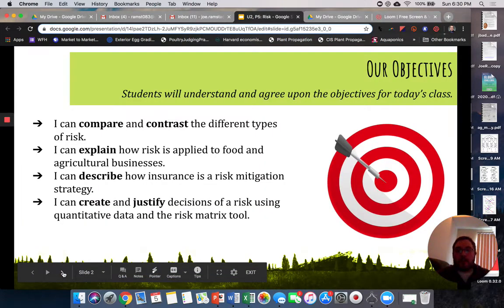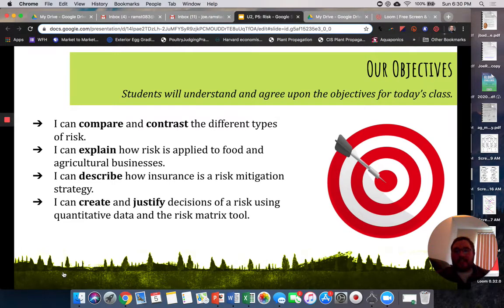So first, you'll be able to compare and contrast the different types of risk. You'll be able to explain how risk is applied to food and ag businesses. You'll be able to describe how insurance is a risk mitigation strategy. And you'll be able to create and justify decisions of risk using quantitative data and the risk matrix tool.